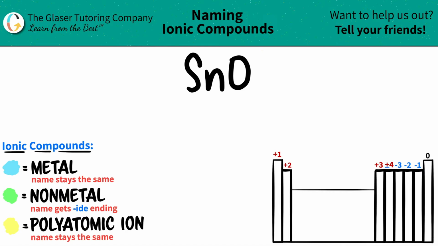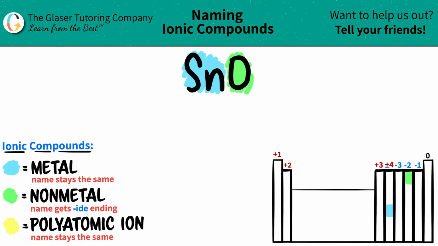a nonmetal. The tin, which is the Sn, is the metal because tin is over here on the periodic table, somewhere down here, right? And it's to the left of the staircase. Anything to the left of the staircase is always a metal except for hydrogen. Okay, hydrogen is the nonmetal. And then oxygen is the nonmetal, right? Oxygen is up top here, so that's a nonmetal.